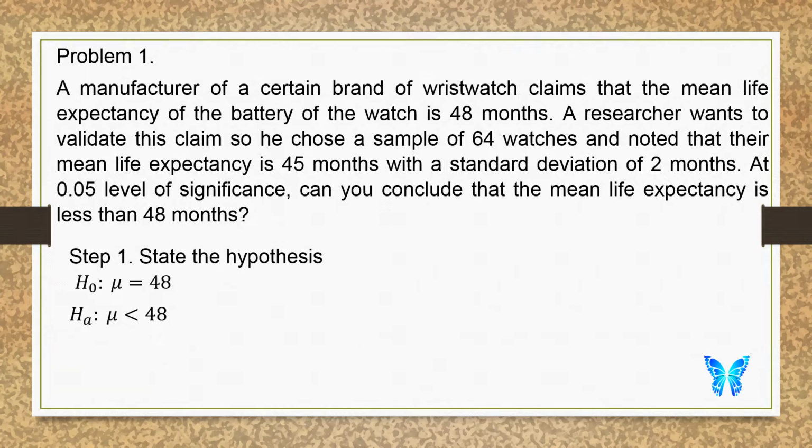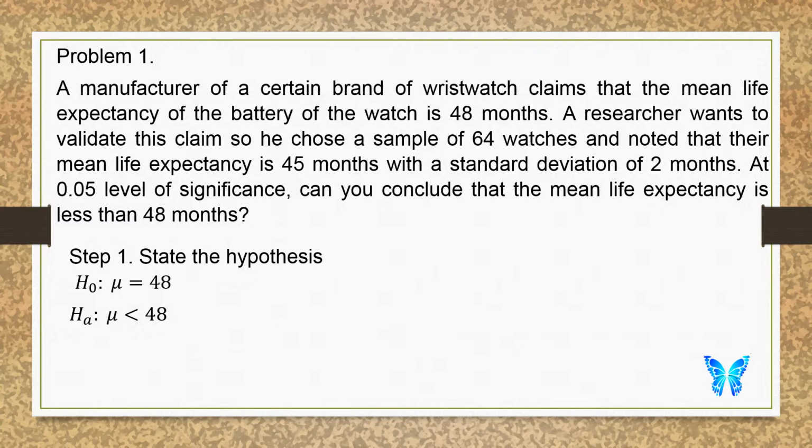So we have here step number 1. We are asked to identify or state the hypothesis. The first one, the null hypothesis: the population mean is equal to 48. That 48 is referring to the number of months. The second, the alternative hypothesis. Why do we use less than? Because in the last statement, it asks: can you conclude that the mean life expectancy is less than 48 months? So that's why we use less than.